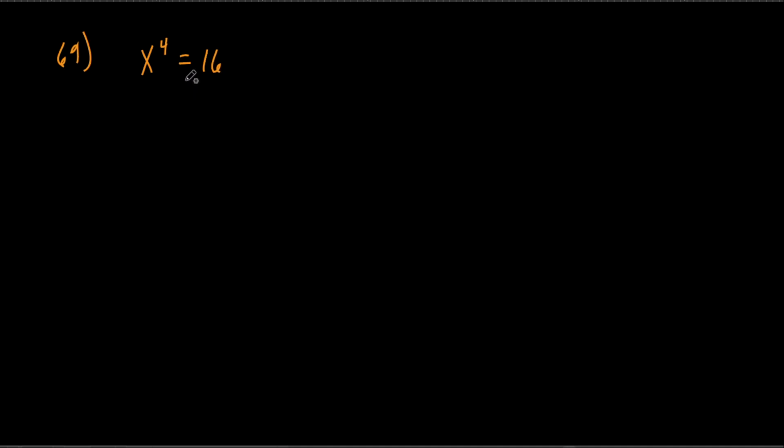So first thing I'm going to do is set this equal to 0. How do I do that? Take the 16 and put it on the left-hand side. So I'm going to go x to the fourth minus 16 equals 0. I just subtracted 16 from both sides. That's supposed to be a 4. It looks kind of funky and it's bugging me, so let's make it look a little bit better. There we go. So now we are going to factor this thing.